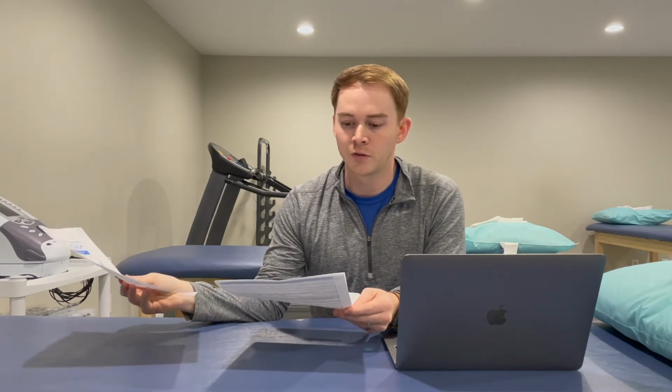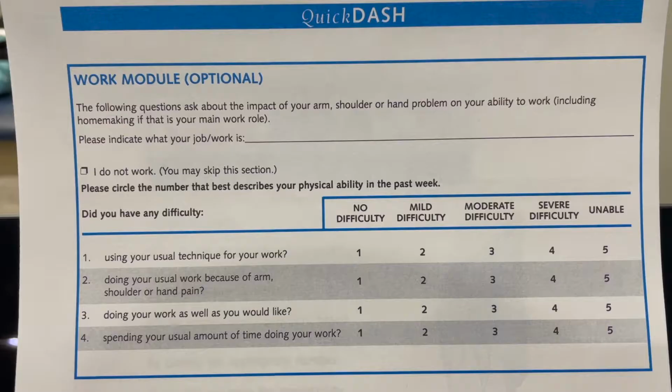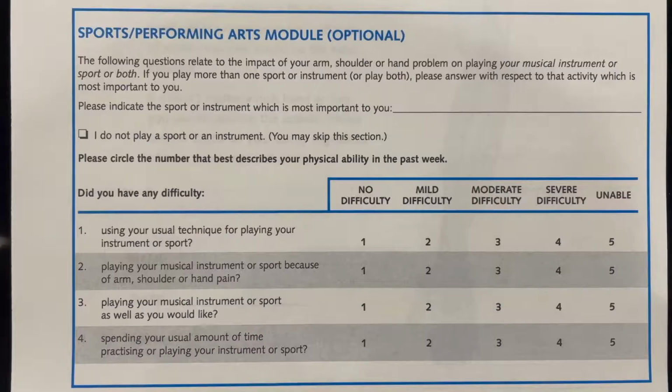So before we go into the QuickDASH and all the questions that come with it, I did want to mention that for both the DASH and the QuickDASH, there are optional modules for work, for some of your workers' compensation patients, and there's also an optional module that we don't always do, but it's available if we need it, which is a sports or performing arts module. Those consist of 4 questions each, and each question must be answered to be able to grade that correctly.